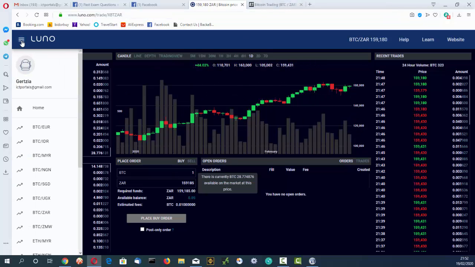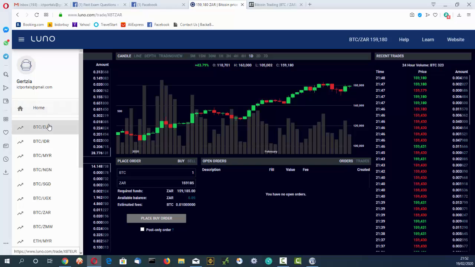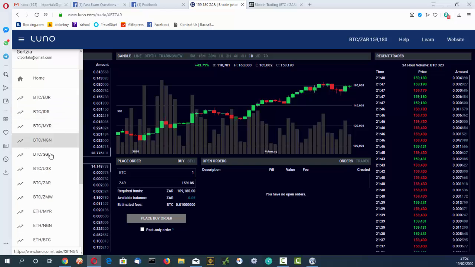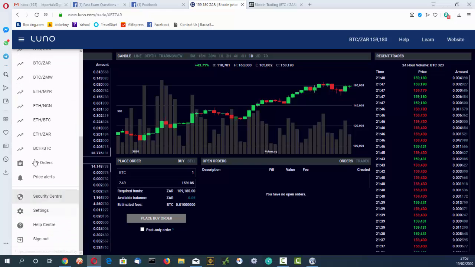Then the other thing is you come here, you check what they are trading. You see Bitcoin gold. They have put Bitcoin gold there. This is Bitcoin SGD. I don't know what they mean by SGD. This is Bitcoin Naira. This is Bitcoin Malaysia money. We have Bitcoin Ethereum. We have Ethereum ZAR.